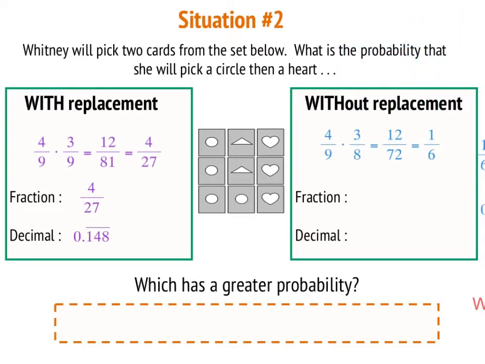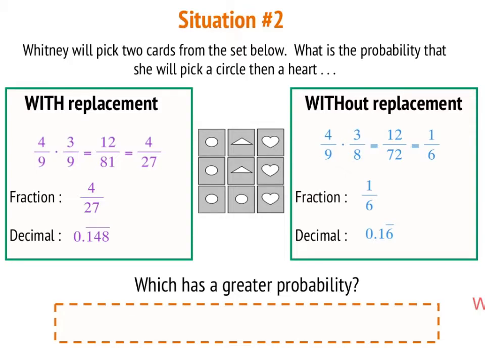So we've got 4 ninths times 3 eighths. 4 times 3 is 12. 9 times 8 is 72. 12 seventy-seconds is going to get reduced to 1/6, so that's our fraction. And again, we want to compare using decimals, so we're going to convert our fraction to a decimal. When we do that, we get 0.16 repeating.